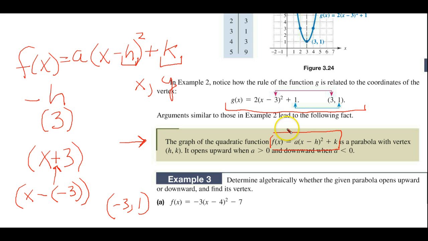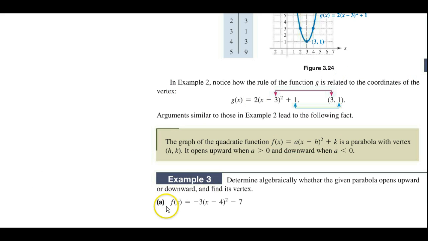Now, let's also mention that while we're here, whatever the x value of your vertex is, which in this case was a positive 3, that is also your axis of symmetry. There's a couple of things we're going over.